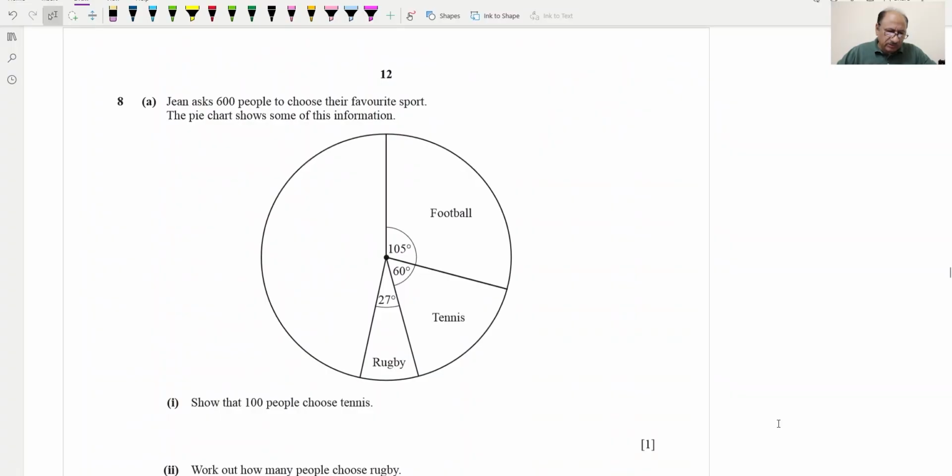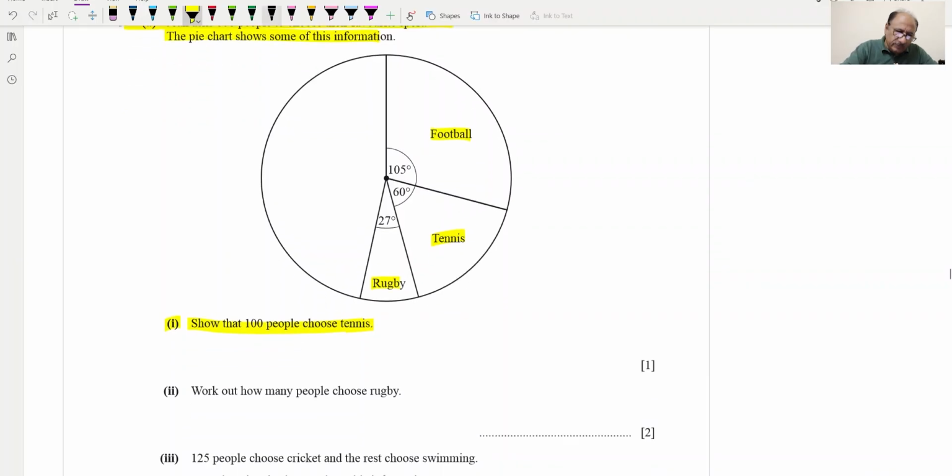Question number 8 is a pie chart question. So Jane asks 600 people to choose their favorite sport. The pie chart shows some of this information: football, tennis, and rugby. Angles are provided. Part 1 shows that 100 people choose tennis. So for tennis, we have this area for tennis. So we can check the angle is basically 60.